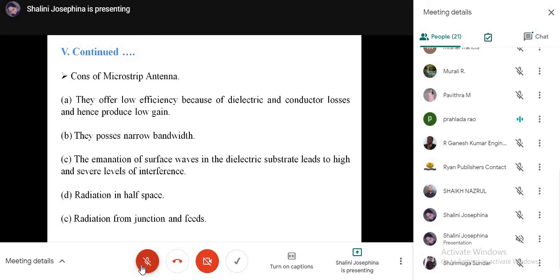The fourth one is radiation in half space. You can see in the explanation of the radiation mechanism of the microstrip antenna that radiation is happening only in the upper hemisphere, so the lower hemisphere is wasted. Hence the disadvantage is that radiation is happening only in the half space. Some radiation can also occur from the junctions and fields. Next slide, madam.